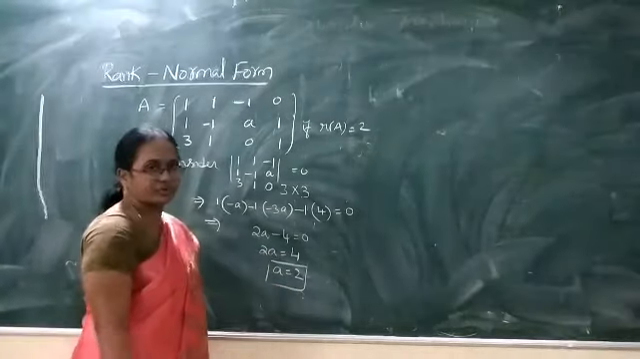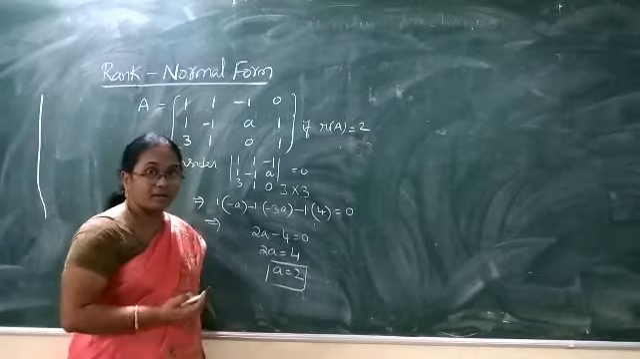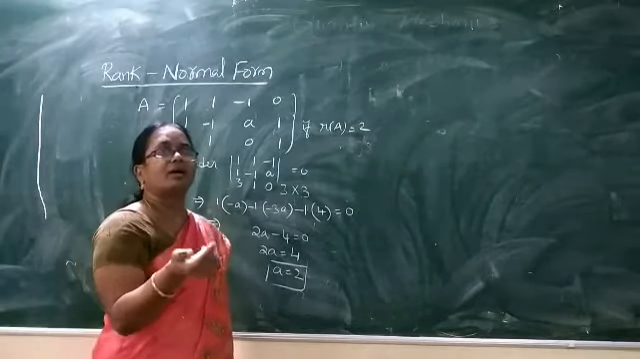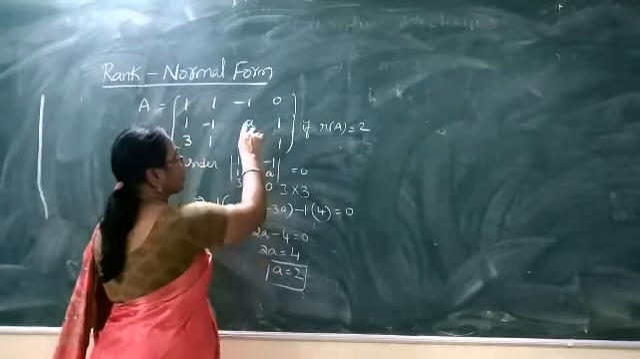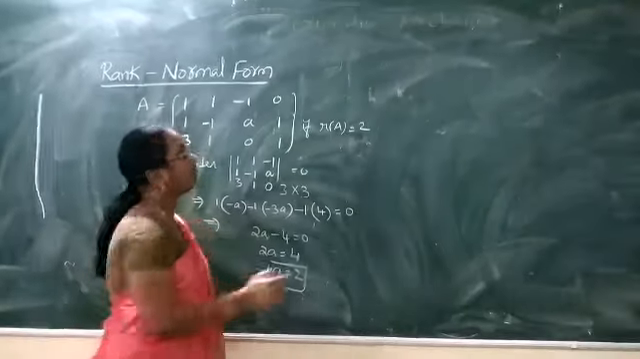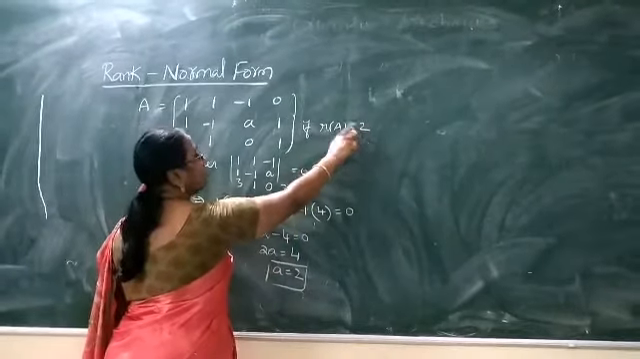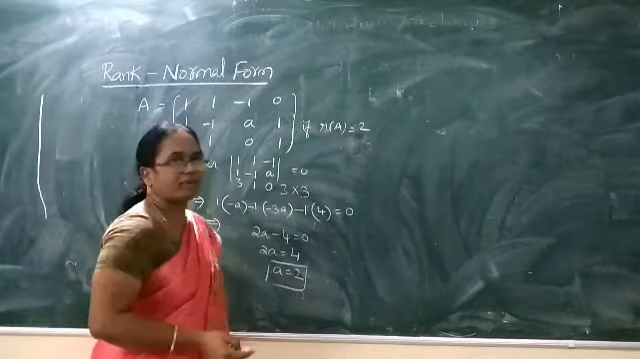So we got the value of the constant. So what is the method we have applied? We have simply applied the rank definition to calculate the constant A of the given matrix. Because the rank is given as 2, by the definition of the rank, every third order minor must be 0.